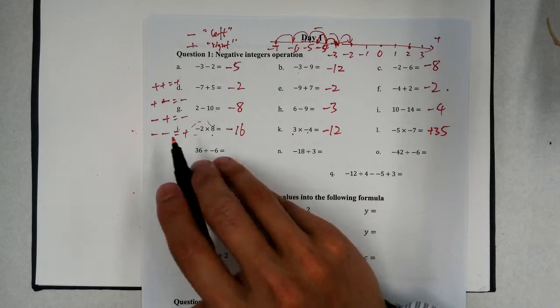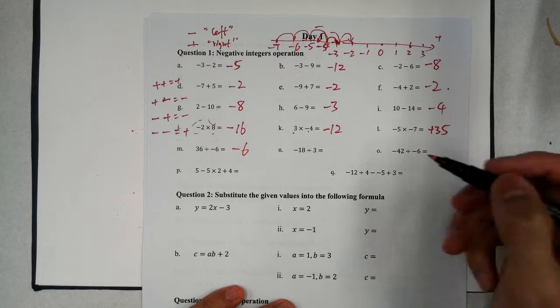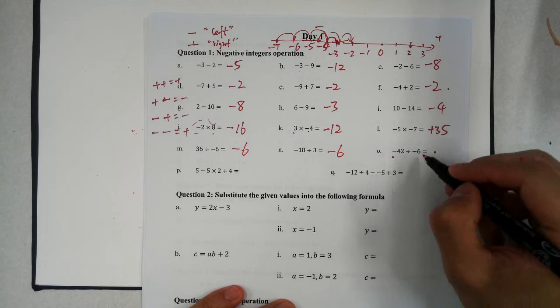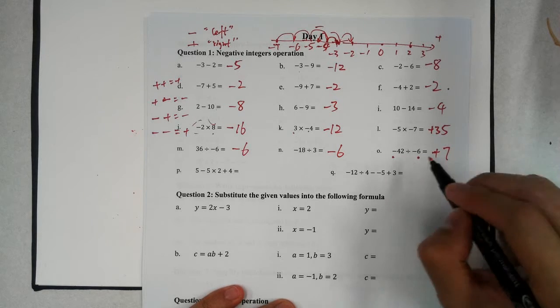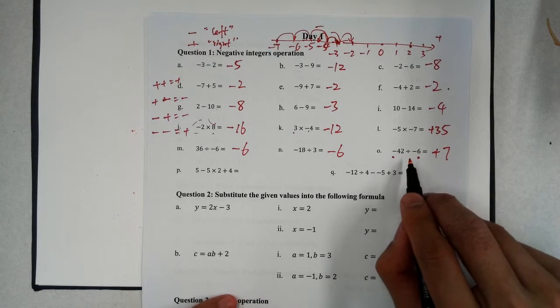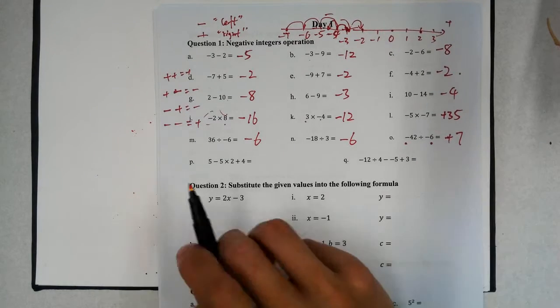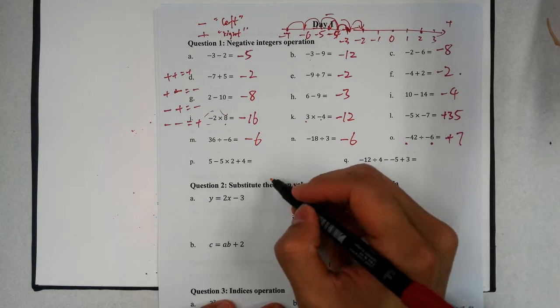Positive, negative division is the same as the multiplication. Still, it's negative 6. And then still negative 6 here, and negative divided by negative, same sign, which makes positive. 42 divided by 6 is 7. So positive 7. And for P and Q, we have mixed operation, so we remember.